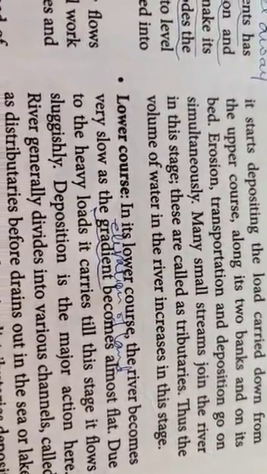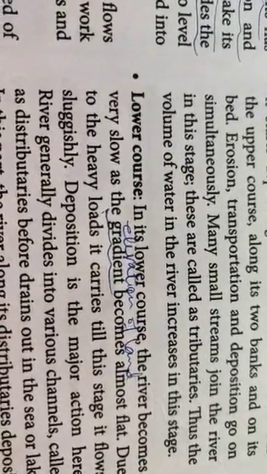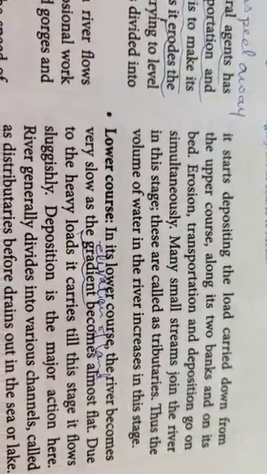Many small streams join the river in this stage and they are called tributaries. Thus the volume of water in the river increases in this stage.